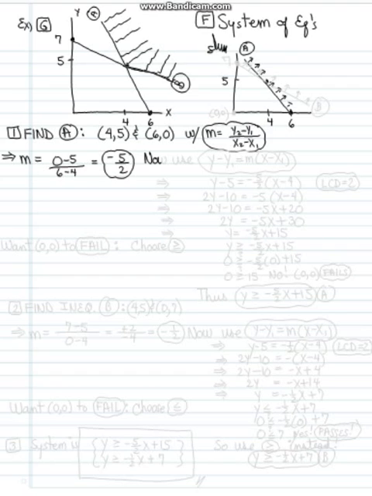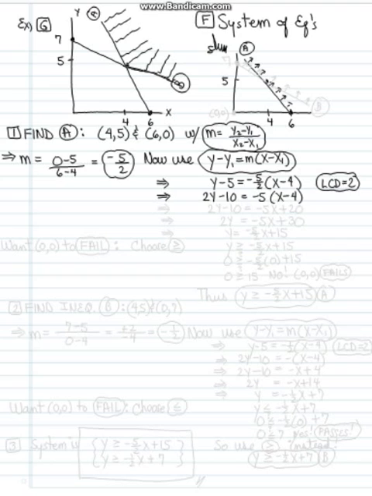Now use the formula y minus y sub 1 equals m times x minus x sub 1. So that gives us y minus 5, using the point 4, 5, equals the slope, negative 5 halves, times x minus 4. The LCD is 2, the only denominator, so we get rid of fractions by multiplying both sides of the equation by 2.